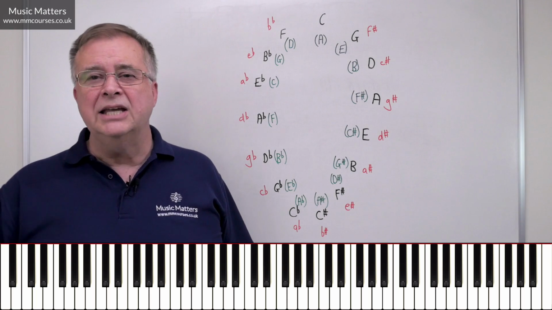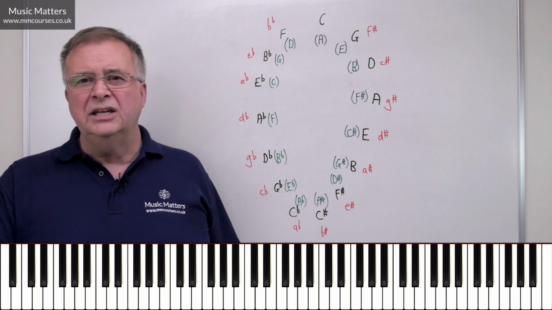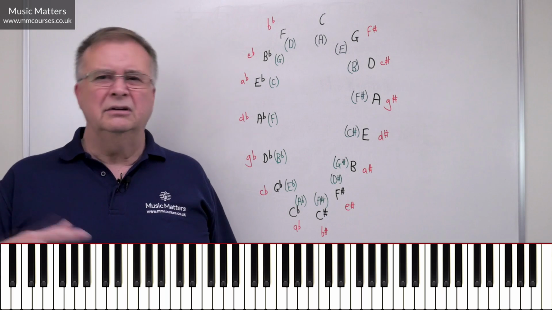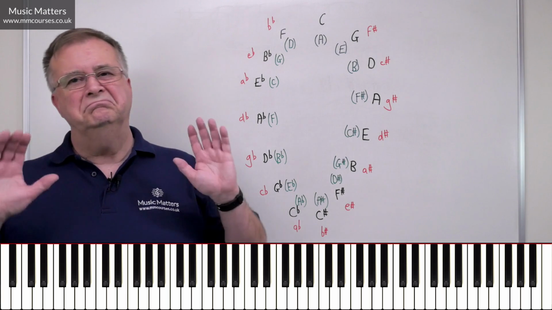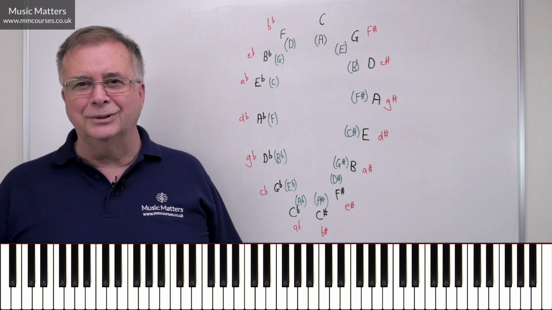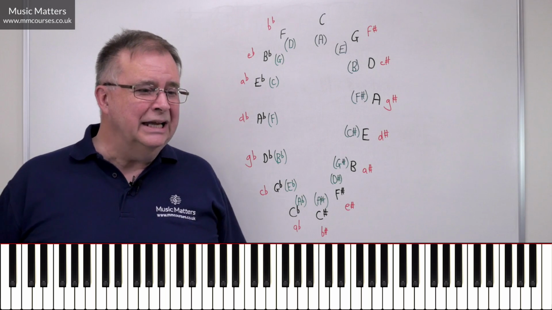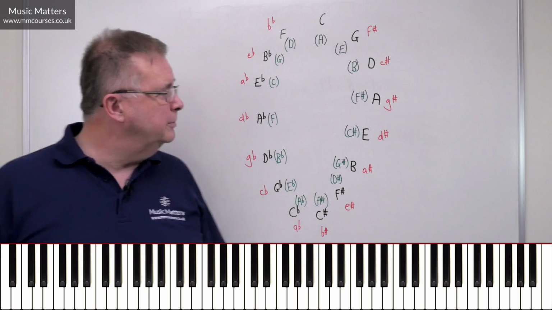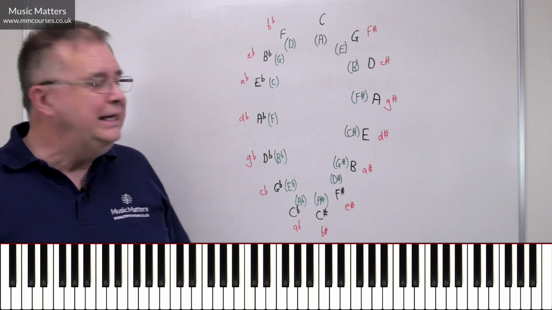If you get it right, you get 10. If you get it wrong, you get 0. So don't think, well, I sort of nearly got it right, so I'll call that 9.5. Basically, it's right or it's wrong in this quiz. Okay, question 1. Which major key has 4 sharps? The answer to that is E major.